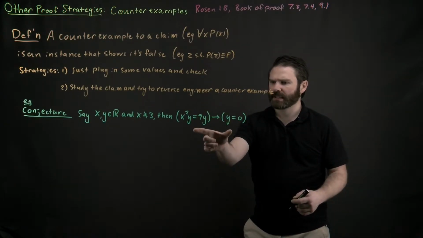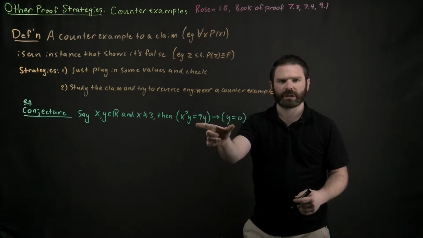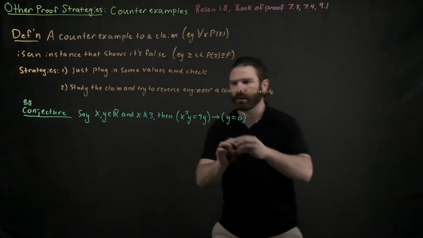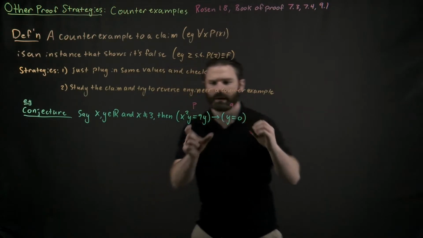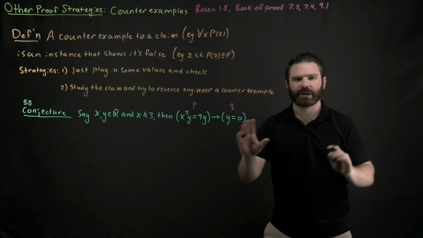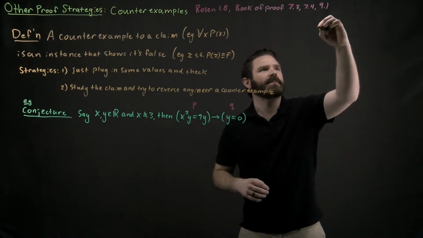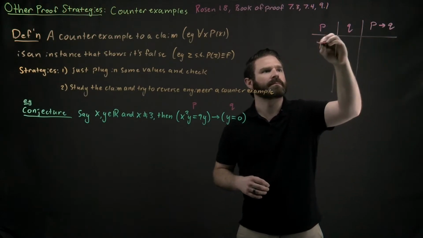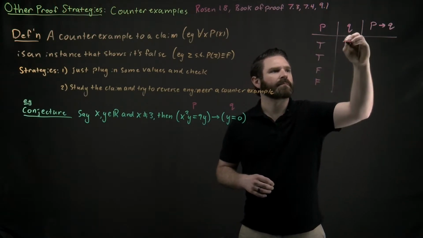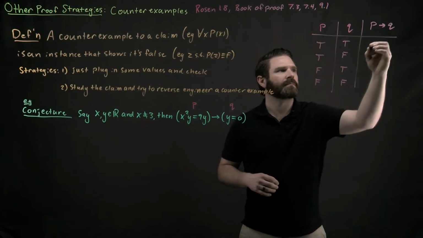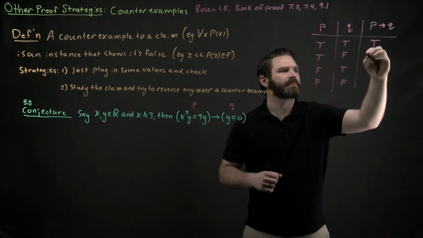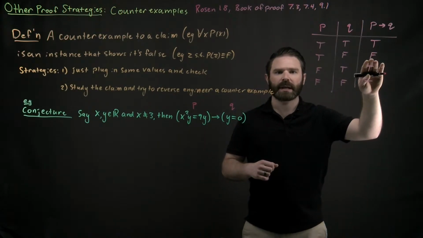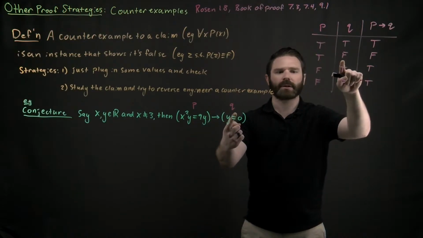So let's make sure that we recall this implication and the truth table for this. So just briefly, let's go ahead and recall. If this is my hypothesis and that is my conclusion, the truth table for the implication is as follows. So the only time when the implication is false is when the hypothesis is true and the conclusion is false.